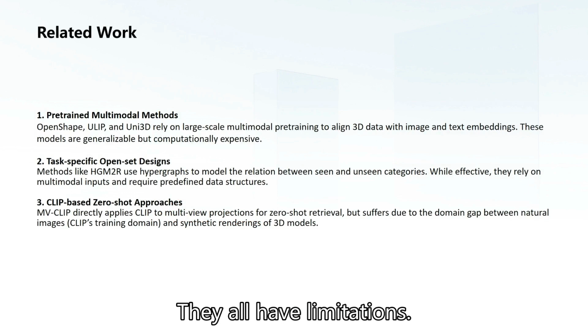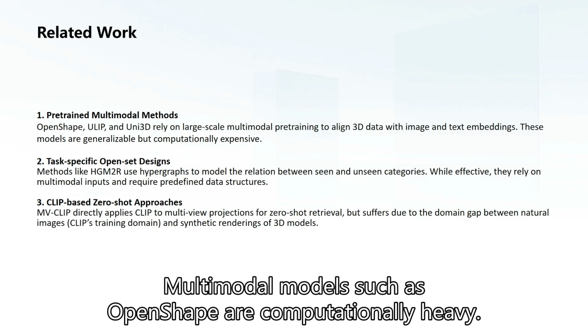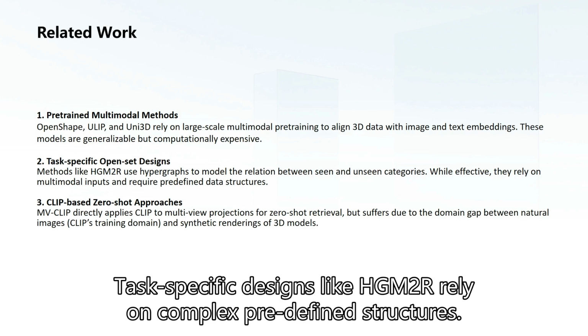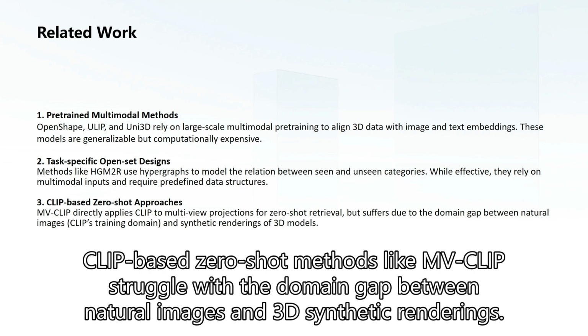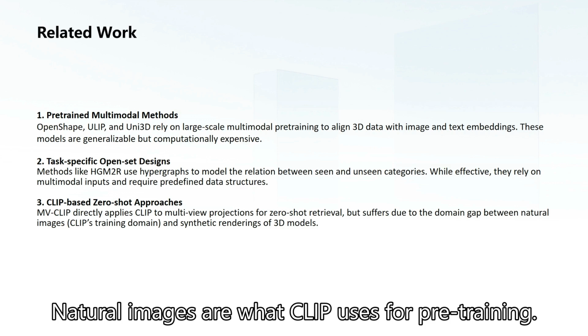Now, let's talk about the challenges with existing methods. They all have limitations. Multimodal models, such as OpenShape, are computationally heavy. Task-specific designs like HGM2R rely on complex predefined structures. CLIP-based zero-shot methods like MV-CLIP struggle with the domain gap between natural images and 3D synthetic renderings. Natural images are what CLIP uses for pre-training.